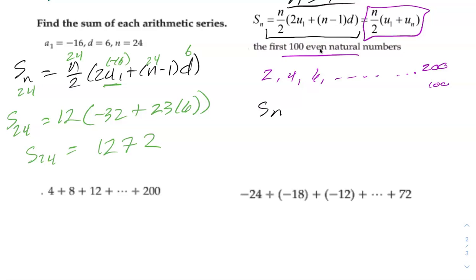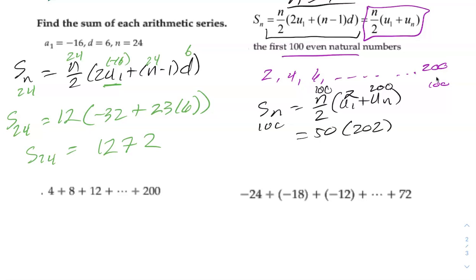So I'll use the shortcut version this time. I want to find the sum of the first 100. So this is 100, this is 100. U1 was my first term, which is 2. If you figured out the last term was 200, because the even numbers are counted by 2s, then this is just 200. Simplify it: 50 times 202 should get you 10,100. There it is.